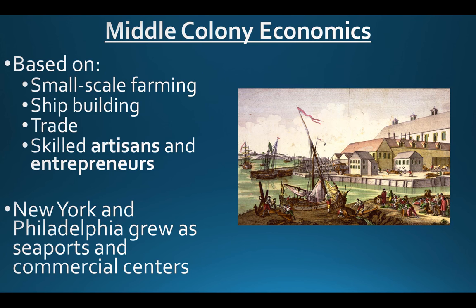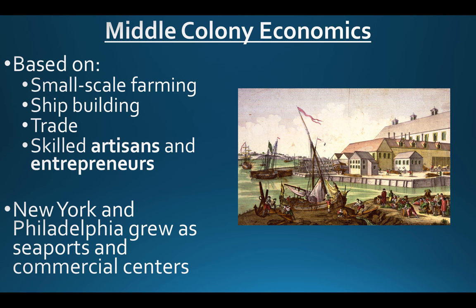The economy of the middle colonies is really based on similar stuff as the north on some level. You're going to have some small-scale farming, but you're going to have a lot better soil here in the middle colonies. So while you have small-scale farming, it's going to evolve into a lot larger farming as well. You're going to have shipbuilding as well, making a part of the economy on these coastal cities, especially New York and Philadelphia. And also you're going to get these skilled artisans and entrepreneurs. An artisan being someone who creates something from raw materials, and entrepreneurs being people who start businesses. And these people are going to really develop trade around these enterprises.